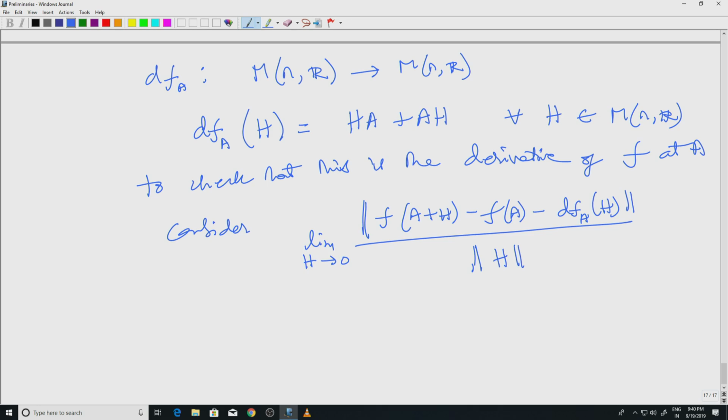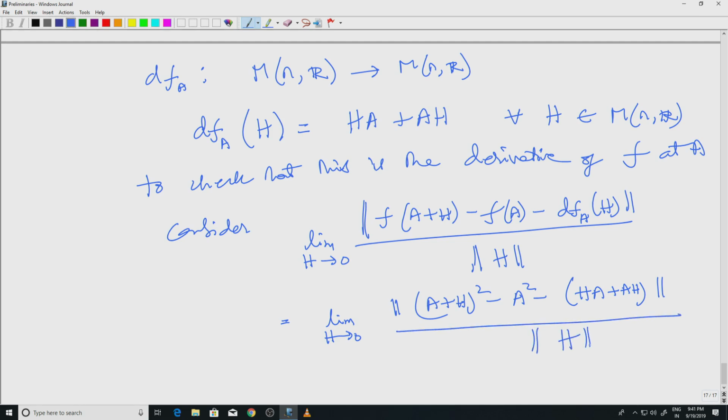Now remember that M_n(R) has been identified with R^(n squared). So when I say norm of a matrix, we have to regard the matrix as an element of R^(n squared) and take the norm in the usual way. So let's see. If I do the calculation, I get the limit as H goes to 0 of: f of A plus H is (A plus H) squared, minus A squared, minus, from the formula that I wrote down here, HA plus AH, divided by norm H.